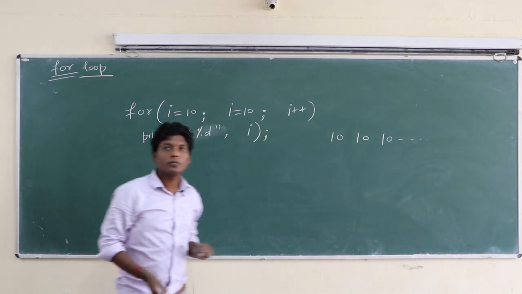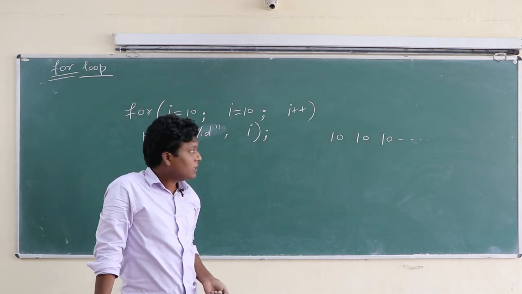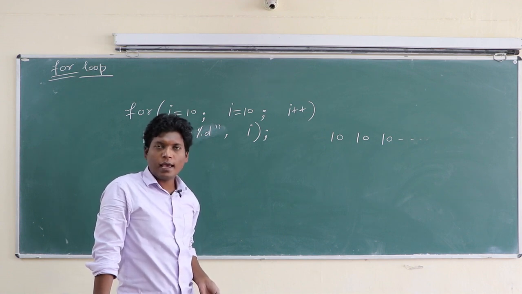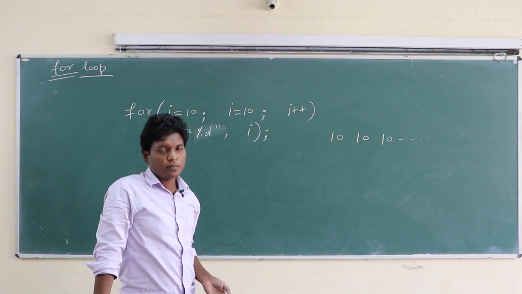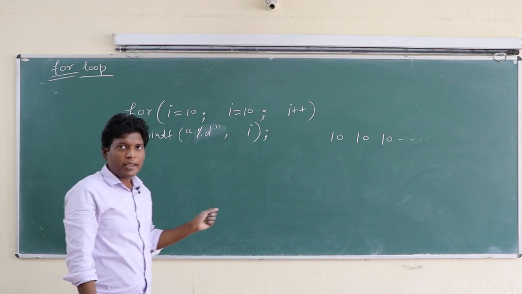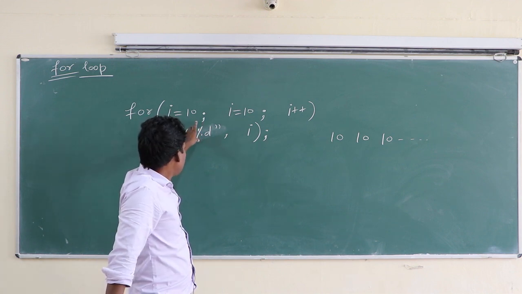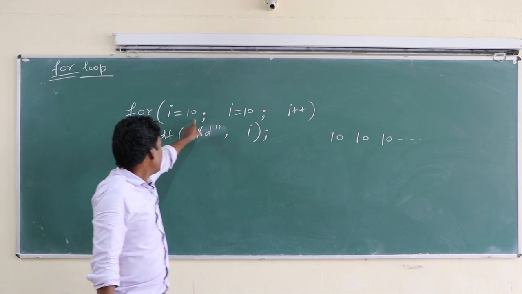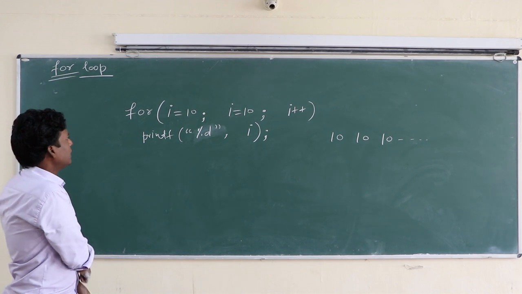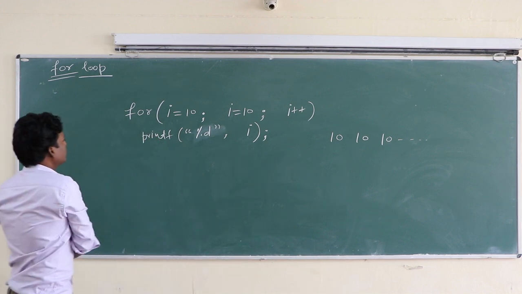Infinite times. This code executes and gives the result 10 10 10 infinite times, because the condition is always true and I has value 10 every time you print I. So this is an example of an indefinite loop. Here I equal to 10, I equal to 10, so it is always true. In each iteration the condition is always true, and the value is printed infinite times.